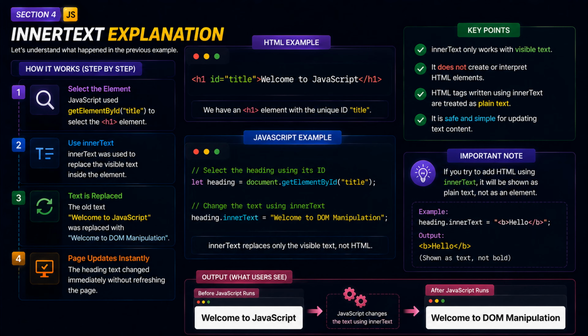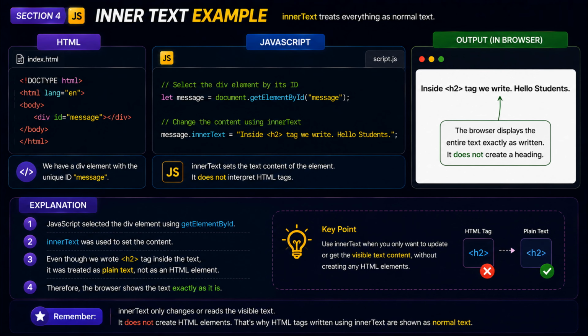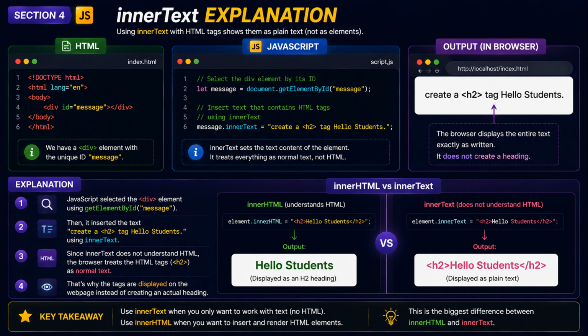HTML, div id="message". JavaScript: let message = document.getElementById("message"); message.innerText = "Inside h2 tag we write Hello students". Output. h2 tag, Hello students. The browser displays the entire text exactly as written. It does not create a heading.